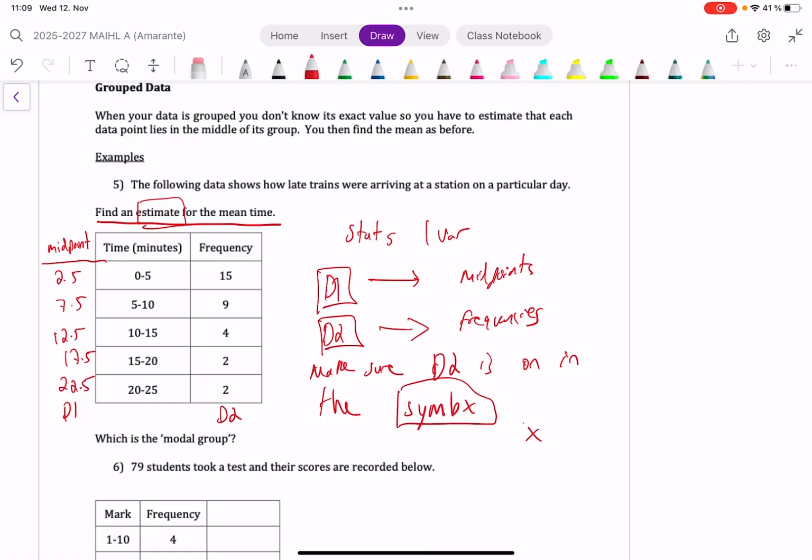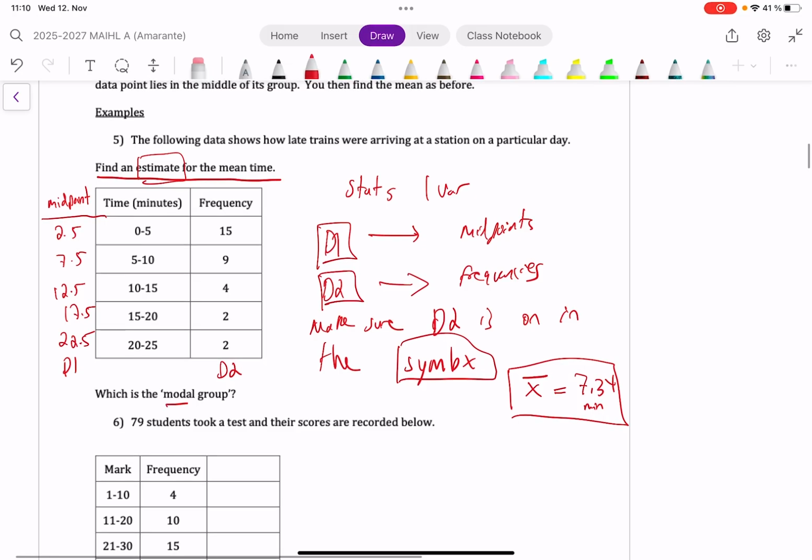When you do that, X bar, the mean, ends up being 7.34 minutes, right? That was the average length of delay. Like when trains were late, that was the average one. And then something you can also see is which is the modal group. We kind of see the word mode in here. It's not called the mode because it's a group of data. So which group of data was the most common? Well, it's this first one. The modal group is 0 to 5 minutes. That was the most common amount of time that people were late.